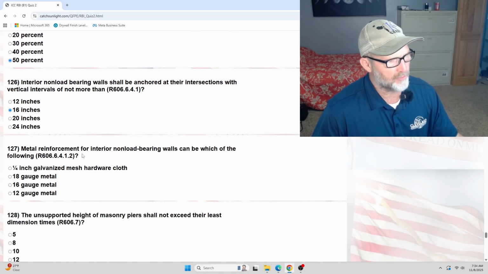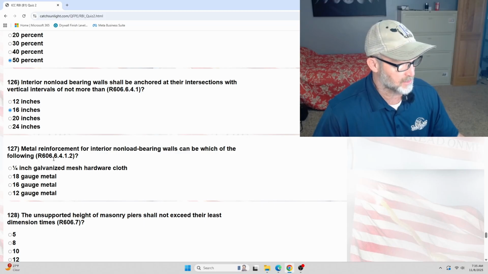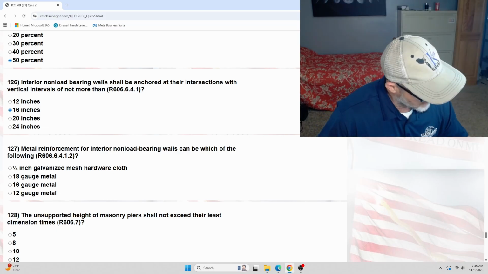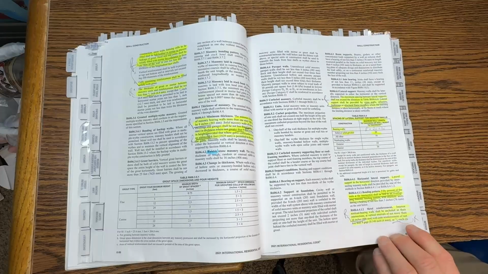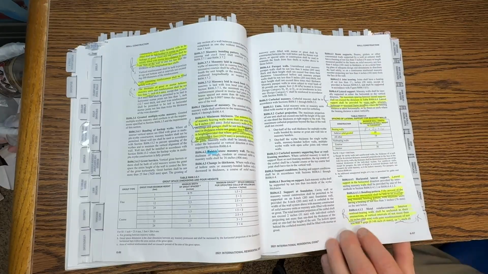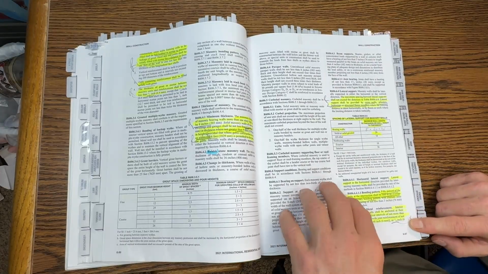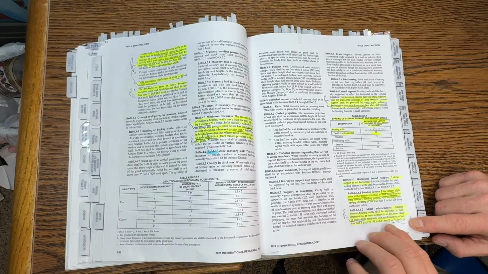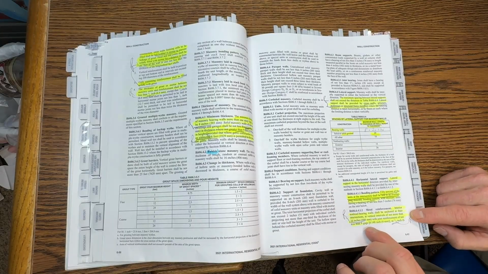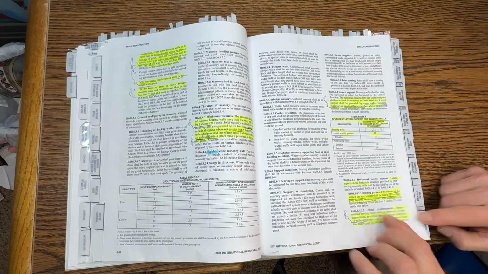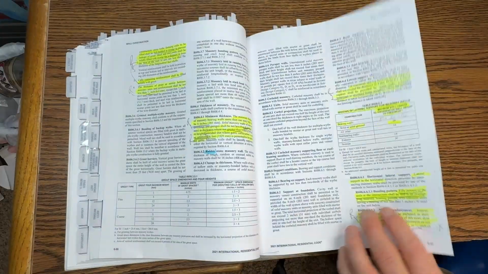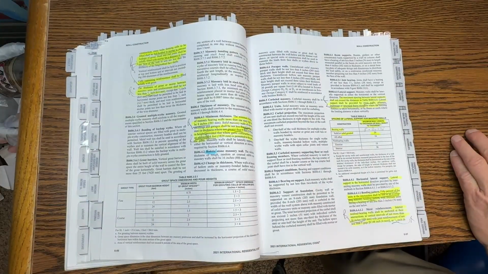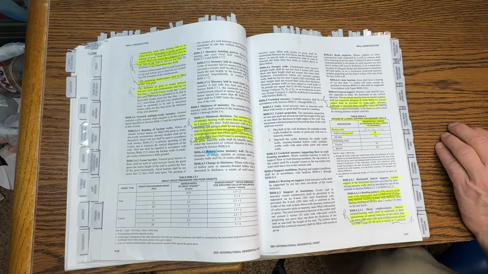All right, metal reinforcement for interior non-load bearing walls can be which of the following? 606.6.4.1.2, same thing that we just read. So let's see what we have here. Metal reinforcement. Okay, let's just continue reading on with joint reinforcement of not less than 9 gauge or 1/4 inch galvanized mesh hardware. So 1/4 inch galvanized mesh hardware is the answer right there.